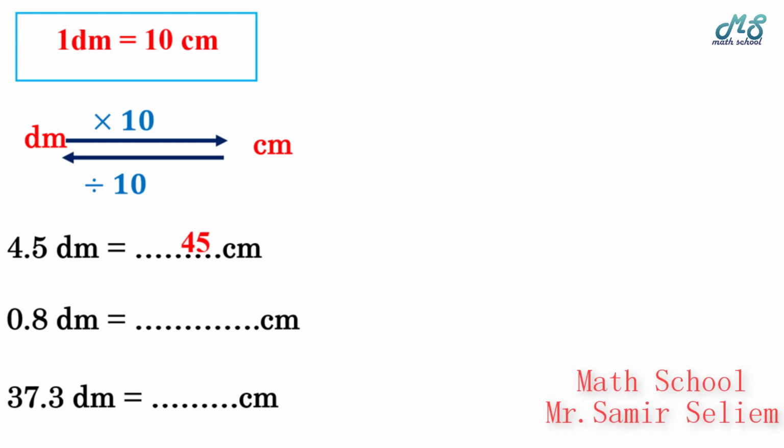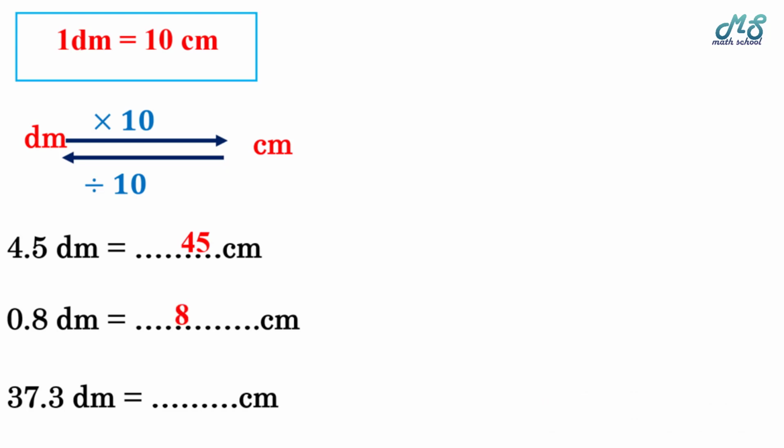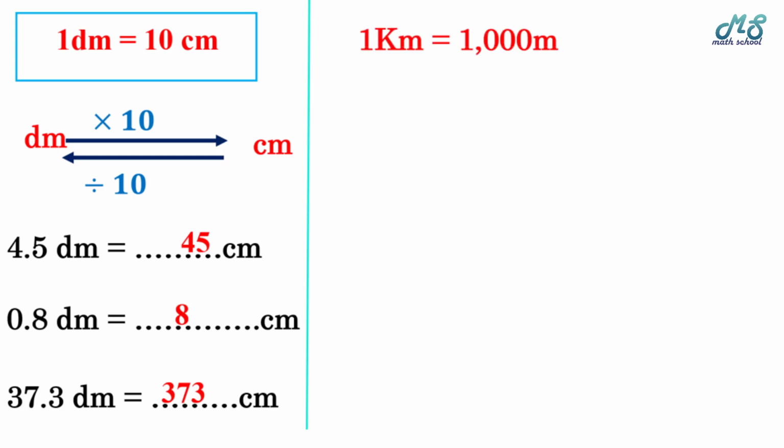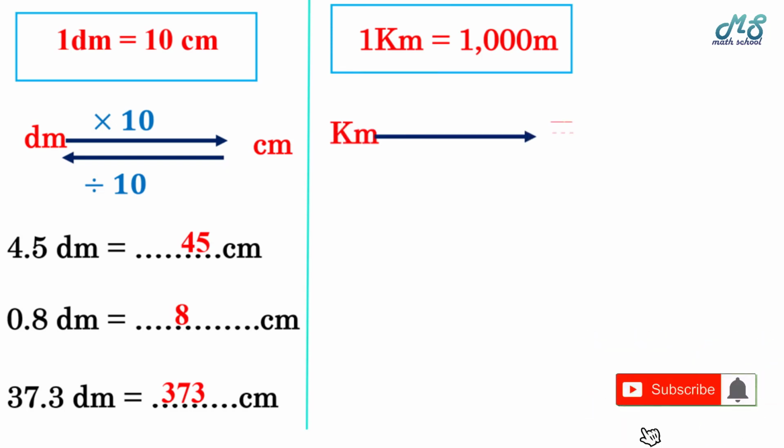0.8 decimeter equals what, guys? Yes, equals 8 centimeter. Finally, by the same way, 37.3 decimeter equals what centimeter, guys? Just we will multiply 37.3 by 10. We will get 373 centimeter. We studied, guys, that 1 kilometer equals 1000 meter. To convert from kilometer to meter, just multiply by 1000.